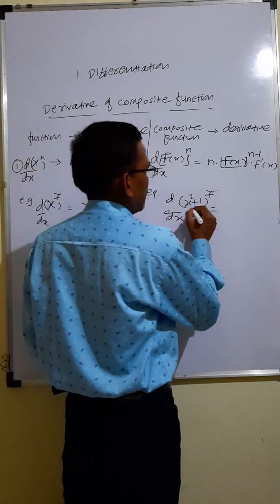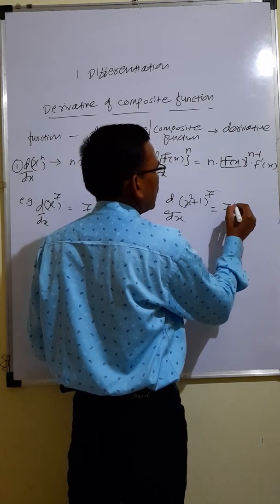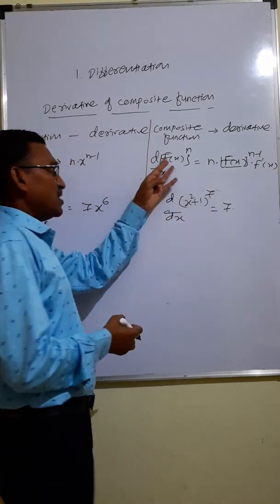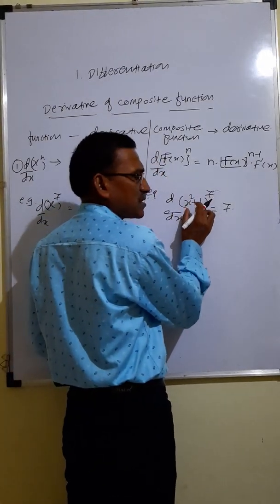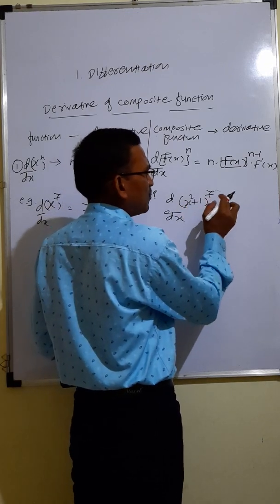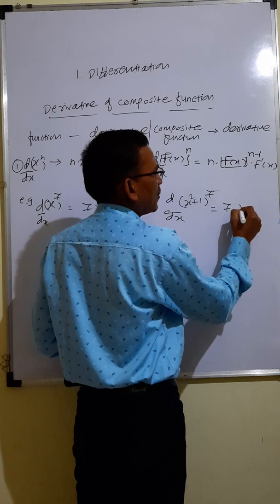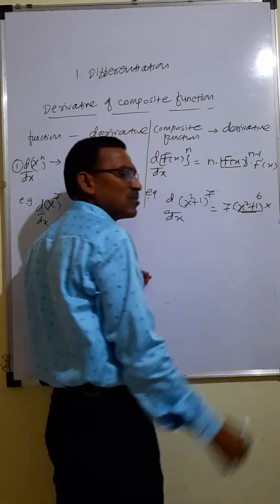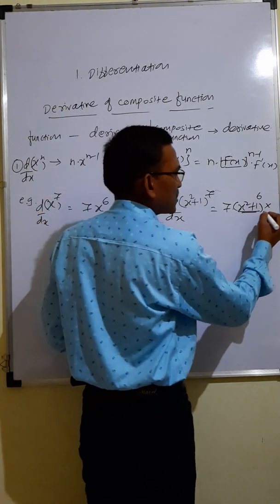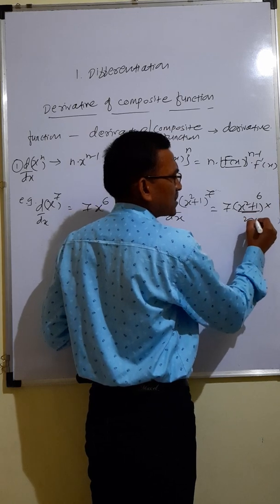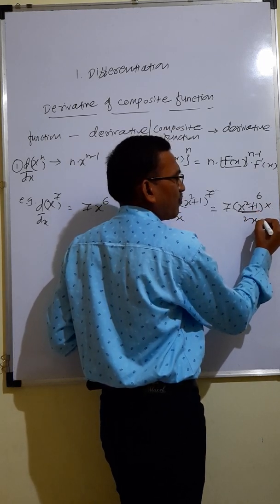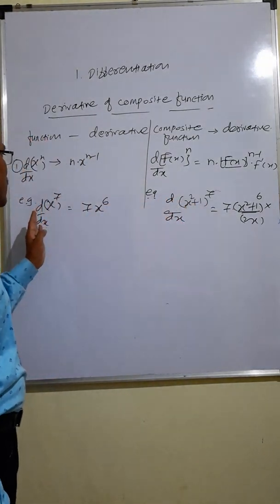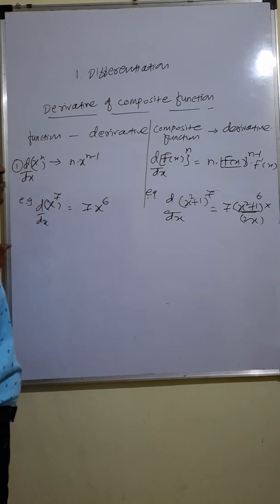And so here it is 7 into, we use again the formula for x raised to n. So the function f of x is x square plus 1, and so it is n into x square plus 1 raised to power 7 minus 1, which is 6, into, by chain rule, by composite function, the derivative of this x square plus 1. The derivative of x square is 2x, and the derivative of constant 1 is 0. So in this way we have to find the derivative of a composite function. Our main function is this x raised to n.